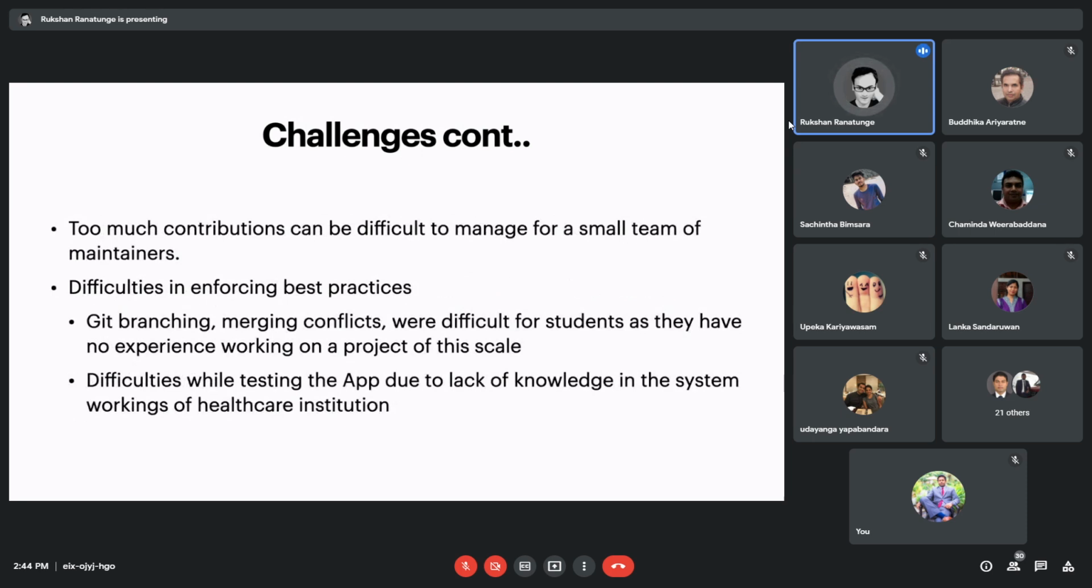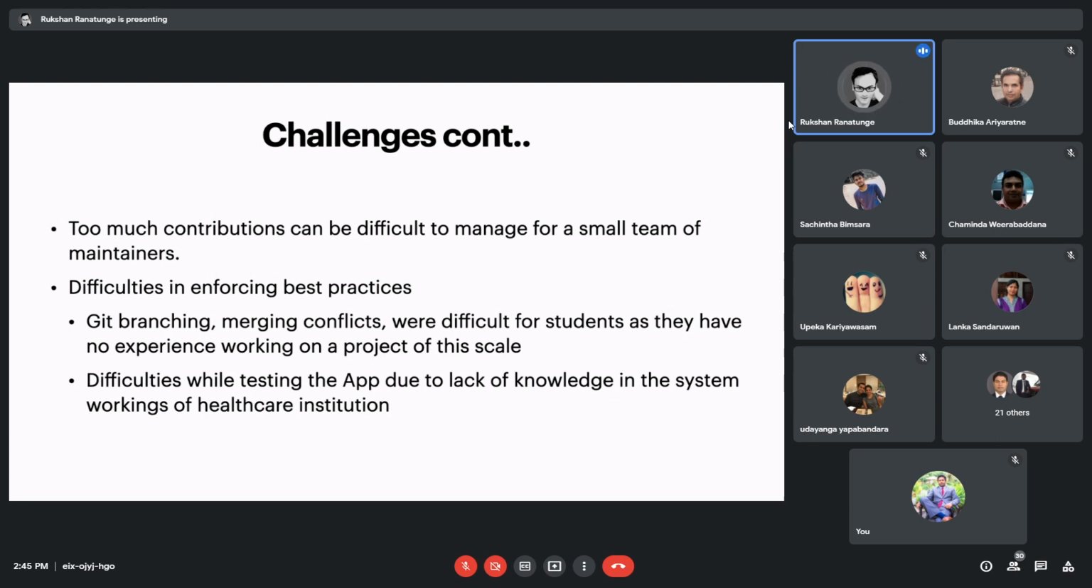And even though there are a lot of contributors for a project, the project may be maintained by a small group of people. Even though we have around 20 developers, there are only 2 people maintaining the project, Dr. Buddhika and myself. So if there is too much contribution, then we get overwhelmed with work, and we find it challenging to test and merge these changes with the project, and that can be a very stressful experience for the maintainers.